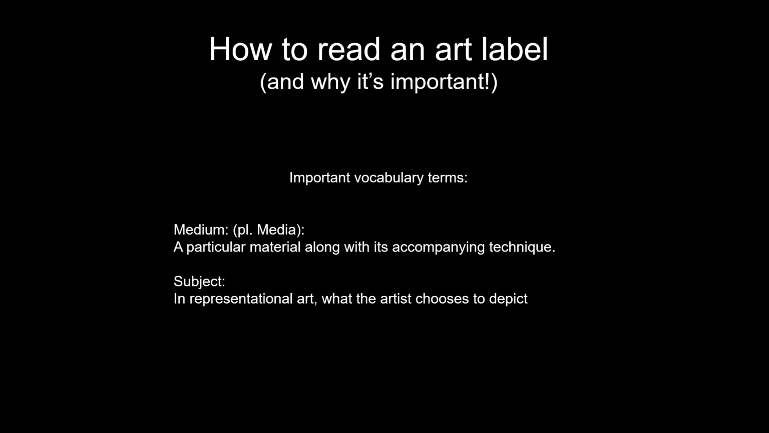All right, so here's a little PowerPoint presentation. In this presentation, I'm going to go over information that you're given about an art label, and it covers two very important vocabulary terms, the terms medium and subject. These are two aspects of art that are very important. Medium is the material that is used to make the work of art, simply put, what it's made of. Subject is what the artist chooses to depict. What is a picture of?